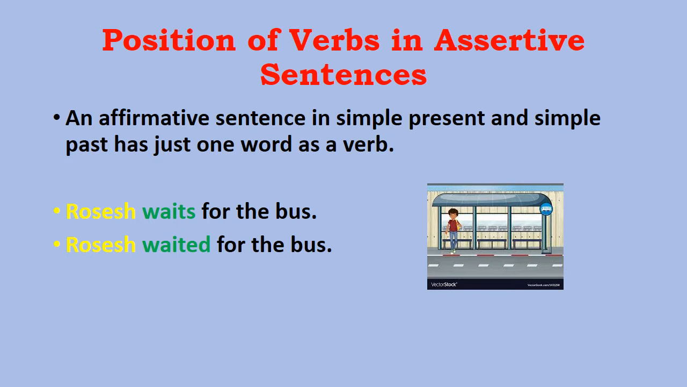See, now when I say a sentence, it means a clause. Because suppose there are more than one clauses, that is two or three clauses, each clause will have one verb. And if it is in simple present or simple past, it will be a single word.